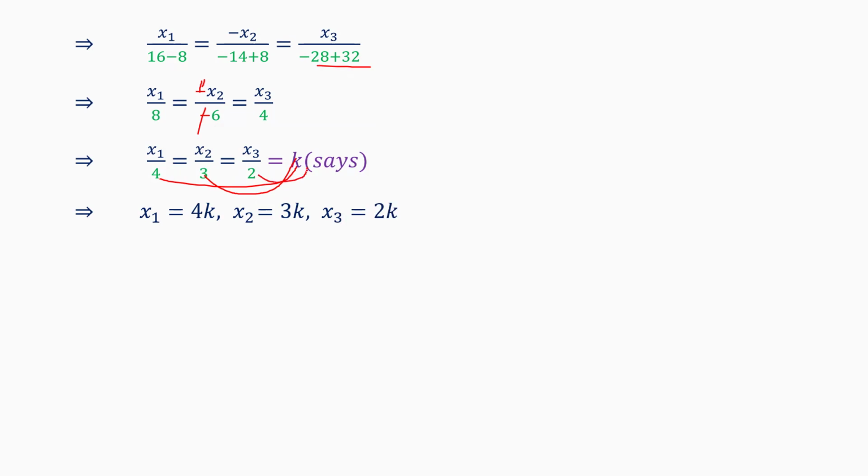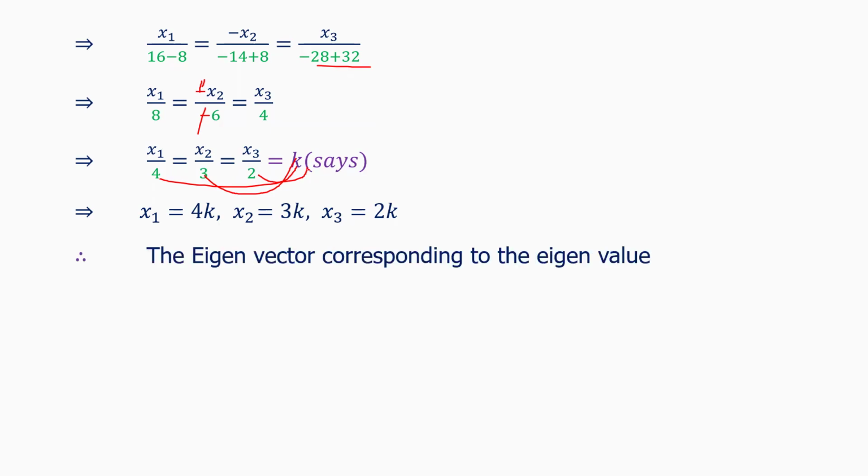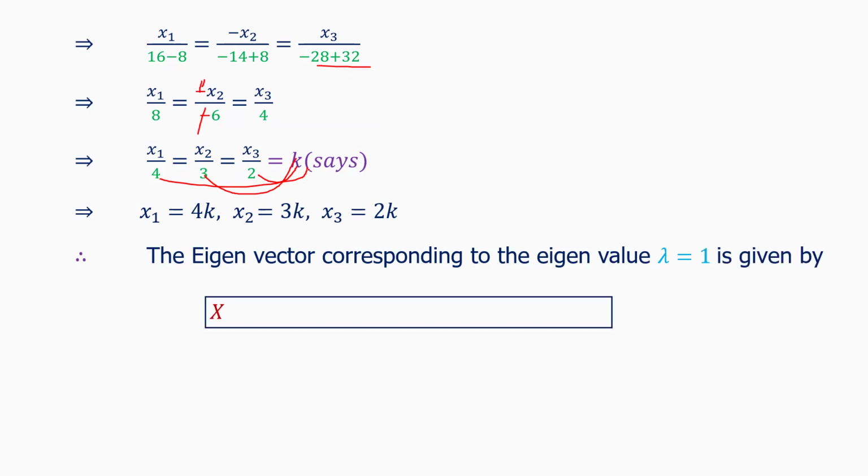So these are the values of x1, x2, x3. Therefore, the eigenvector corresponding to the eigenvalue lambda equal to 1 is given by x1 equal to (4k, 3k, 2k) transpose, or, if we take k outside, the least common factor, (4, 3, 2) transpose, which is nothing but the column vector. So this x1 is the eigenvector corresponding to lambda equal to 1.